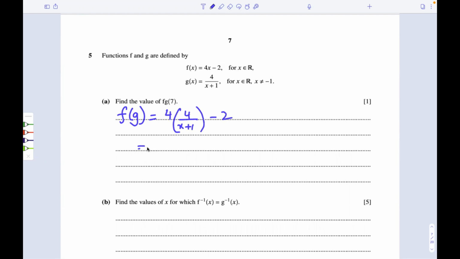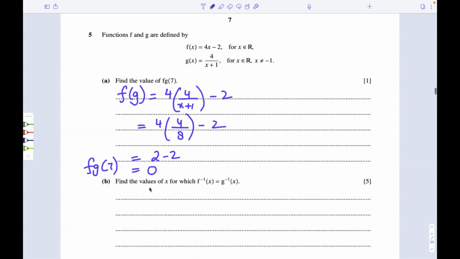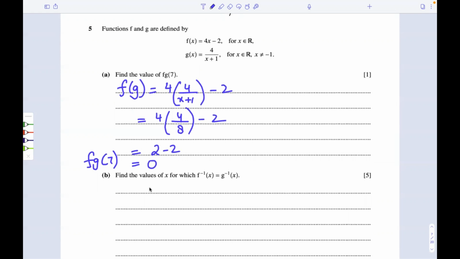Now putting 7 in place of x, we have 7 plus 1, 8, minus 2. So this is 16 upon 8, which is 2, minus 2. So fg of 7 would become 0.